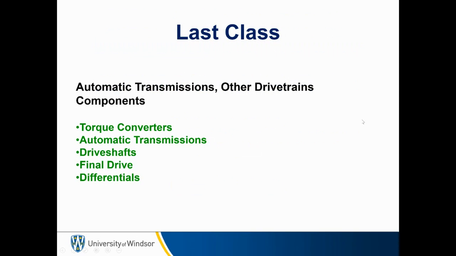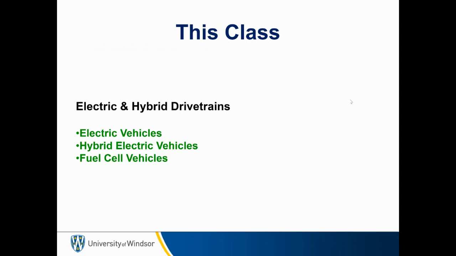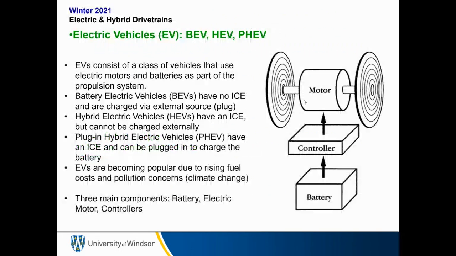So last class we looked at automatic transmissions and other drivetrain components. This included torque converters, the transmission itself, drive shafts, final drive, and finally differentials. So in this lecture we're going to look at electric vehicles, hybrid electric vehicles, and then kind of an offshoot of that, which is fuel cell vehicles.